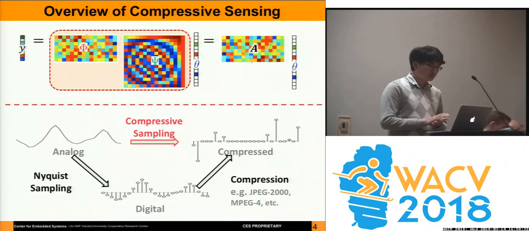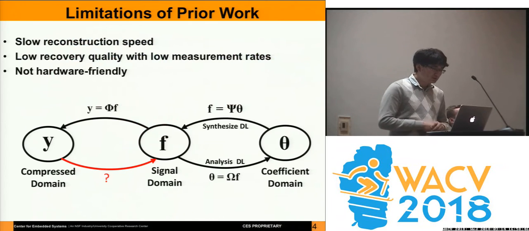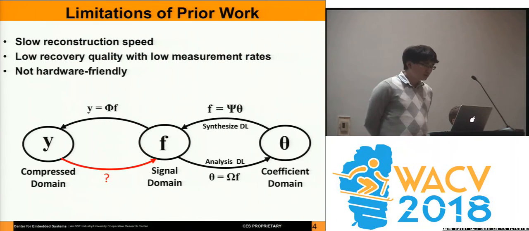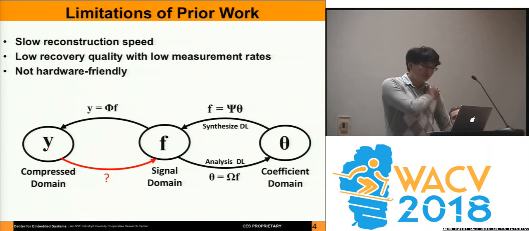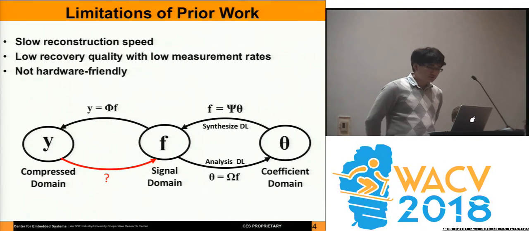This is an overview of compressive sensing. Compared to the traditional sample-and-compress method, compressive sensing can directly sense data in a compressed form. The limitation of prior reconstruction work lies in the slow reconstruction speed, because they usually rely on the sparse constraint, and we need to solve a complex optimization-based method to get the solution.